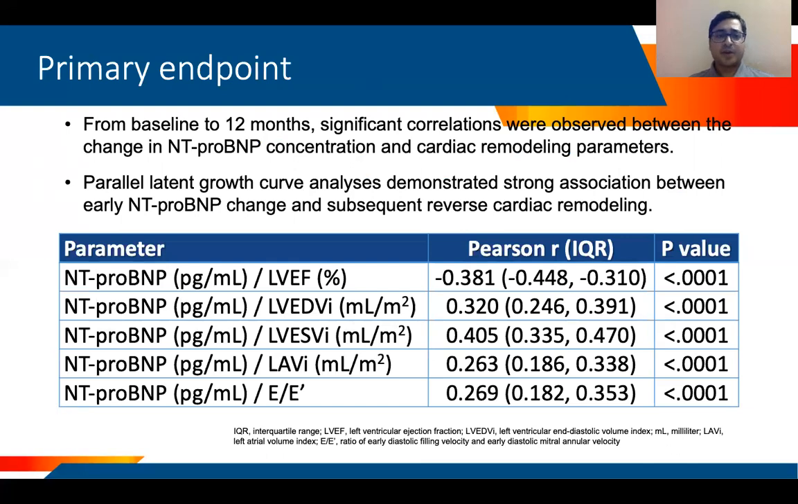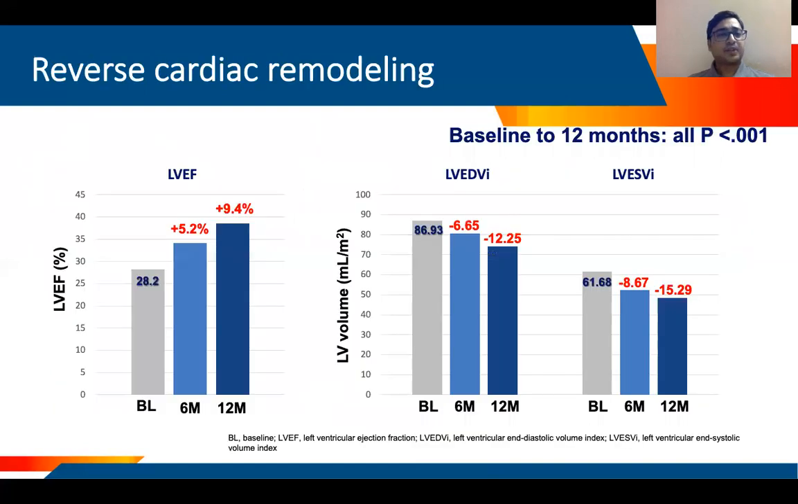The primary endpoint was achieved: from baseline to 12 months, significant correlations were observed between the changes in NT-proBNP concentration and cardiac remodeling parameters. Parallel latent growth curve analysis demonstrated a strong association between early NT-proBNP changes and subsequent reverse cardiac remodeling. And it was associated with an increase in LVEF from 28.2 by almost 9.4% at 12 months.